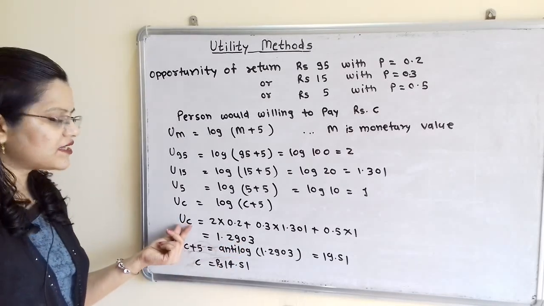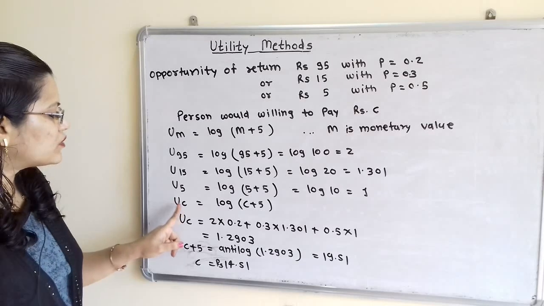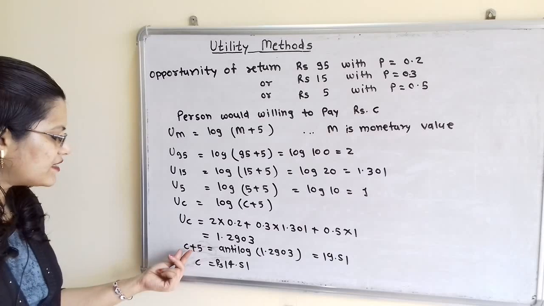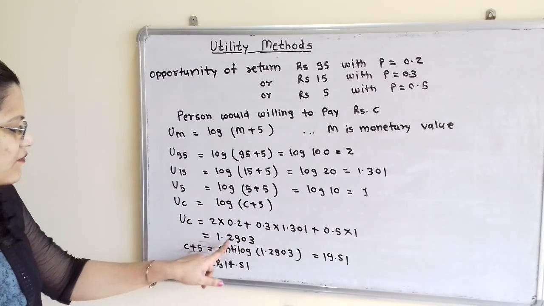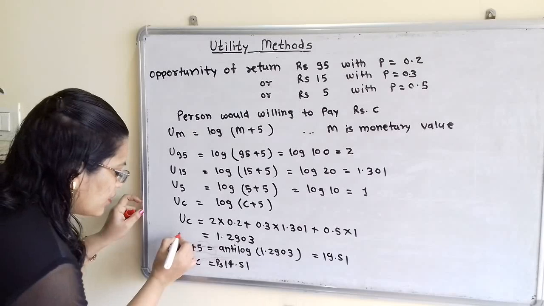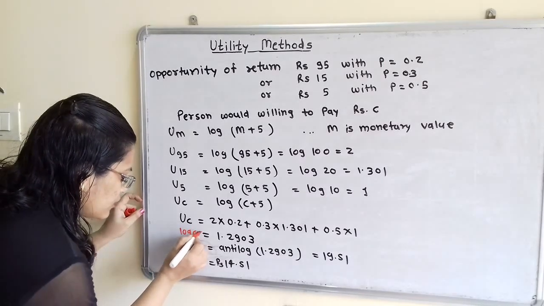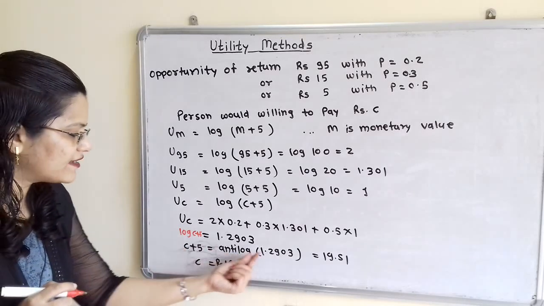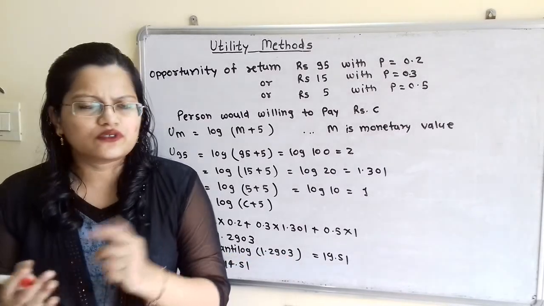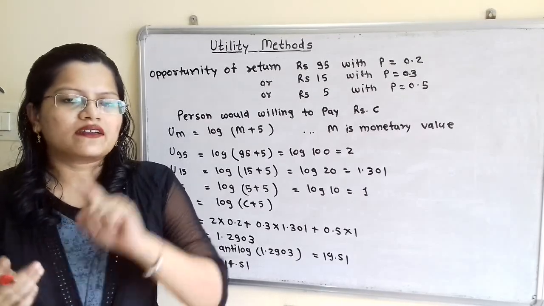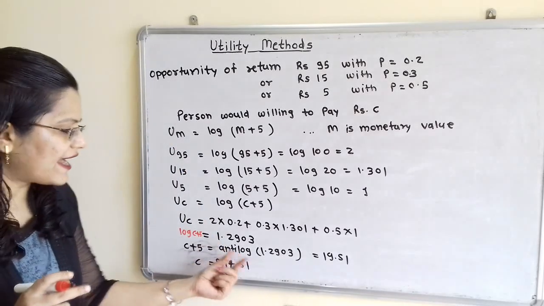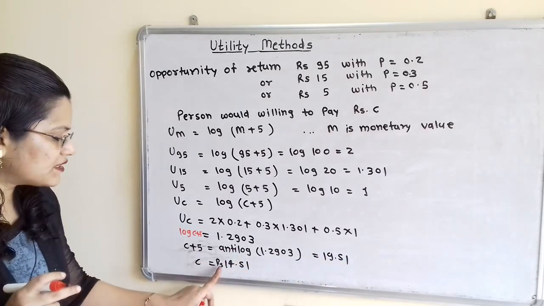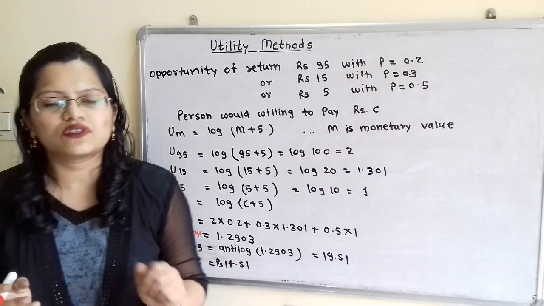1.2903. But this is the value of utility of C, and utility of C according to this equation is log of C plus 5. So we can write here log of C plus 5 is equal to 1.2903. So we can take antilog on both sides. So it will become C plus 5 is equal to antilog of 1.2903. With the help of calculator we can press shift and log, then we will get the antilog, that is 19.51. So what is the value of C? The value of C is equal to rupees 14.51. So this is the answer.